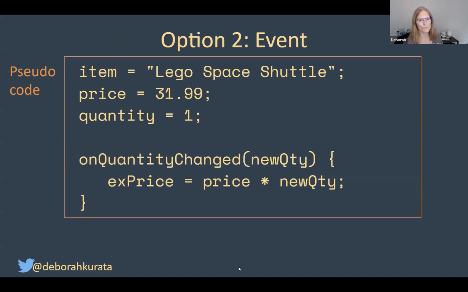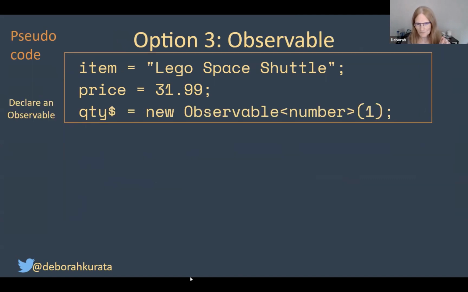The other option that someone mentioned was to use an event, but this has that same problem. It knows how to react for the one component where I'm changing that quantity, but it doesn't know how to notify other parts of the application, like our summary component, of that change. So what we're going to try out instead is an observable.